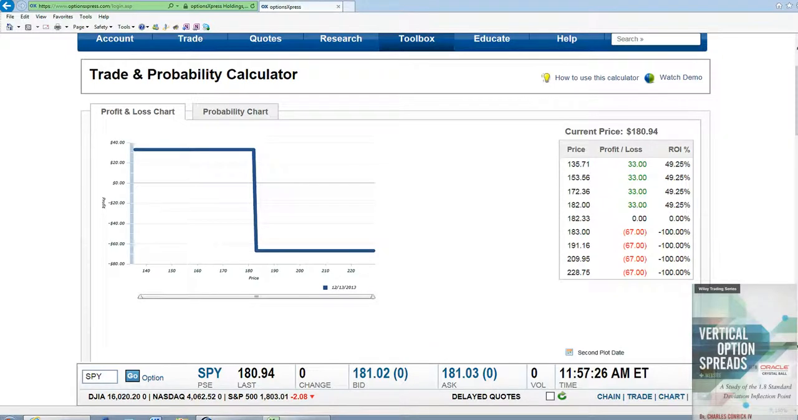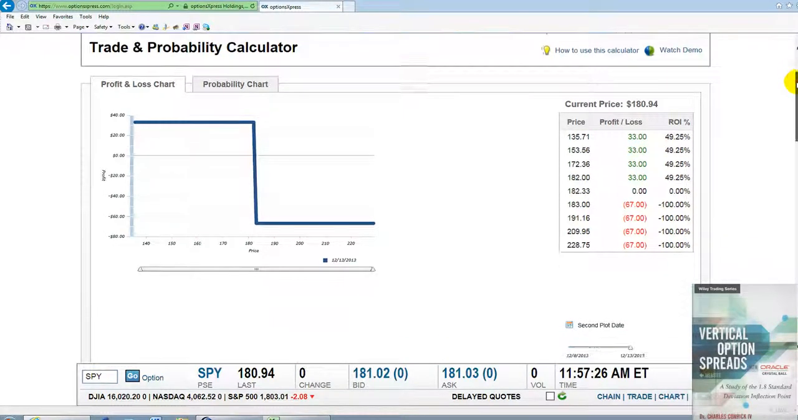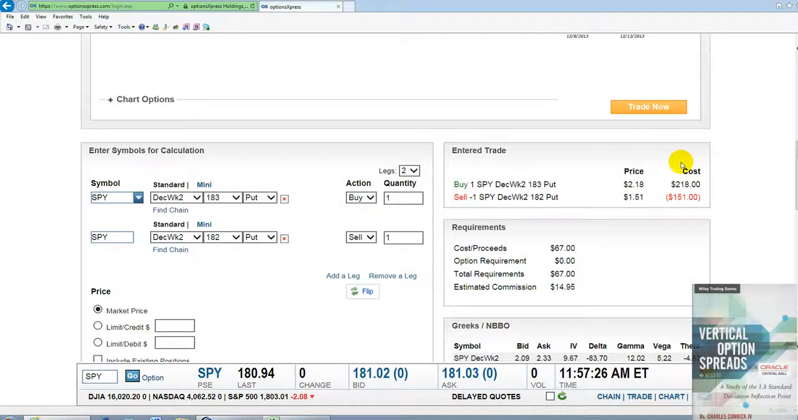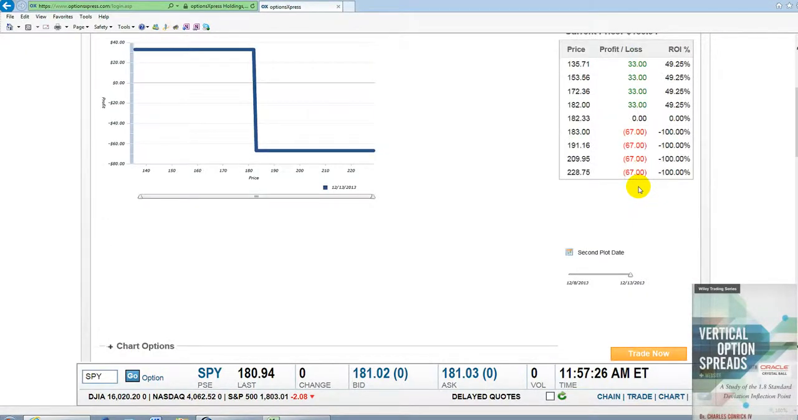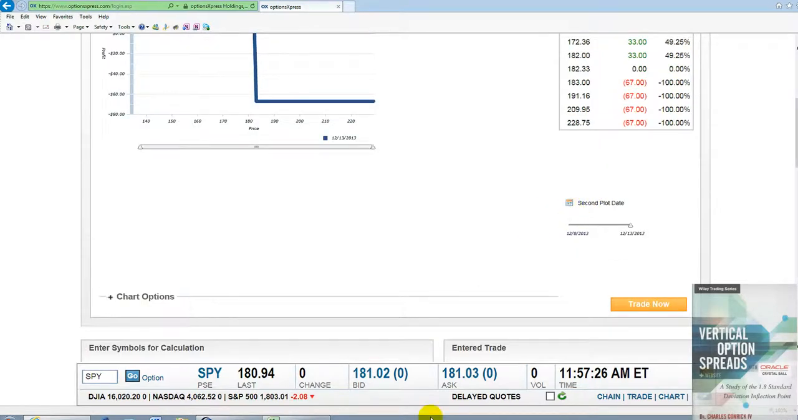Okay, and let me get the prices in here. As you can see, you're buying for 218, you're selling for 151, so you're going to be putting in about $68, $67 into this trade. You will pay to make this trade. It's not going to be a credit into your account. And if the trade wins in your favor, you will make $33.